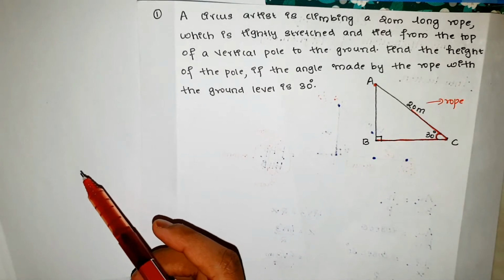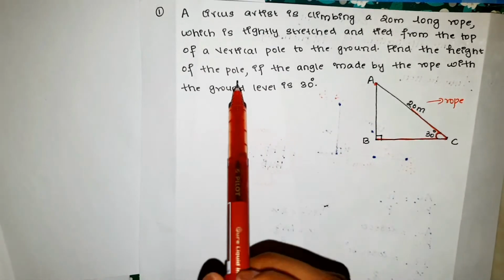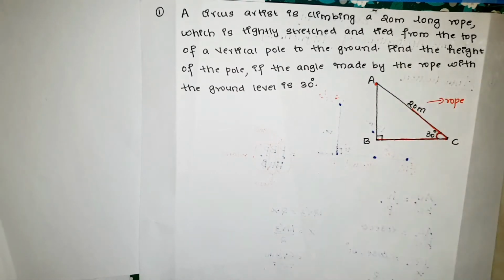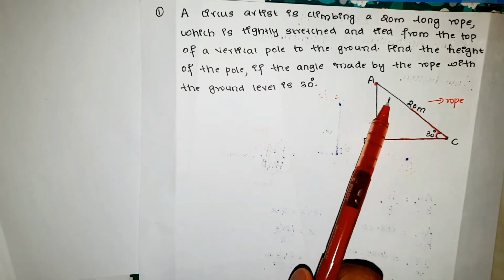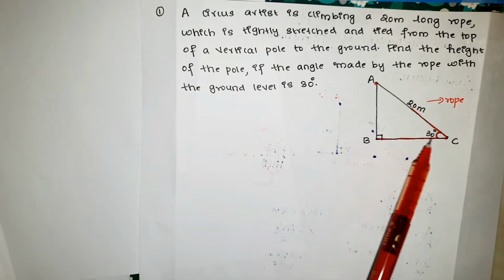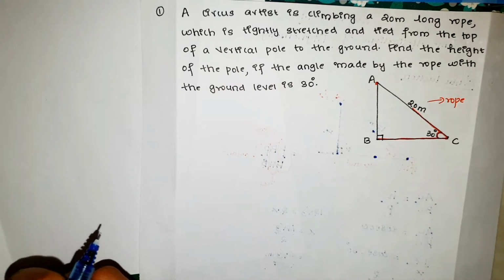That is, we have to find AB. And the angle made by the rope to the ground level, so this is the rope and this is the ground level, is 30 degrees. Students, that is our question. This is an easy question, so let's do it.